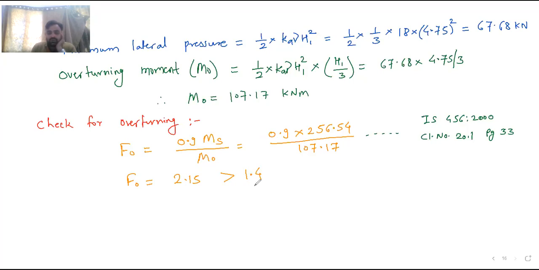Okay, so it is greater than 1.4. So this is safe in overturning. The remaining part we will cover in the next lecture. This is the stability checks which we are seeing right now. We have taken the check for overturning. After that, we will take the check for sliding also.